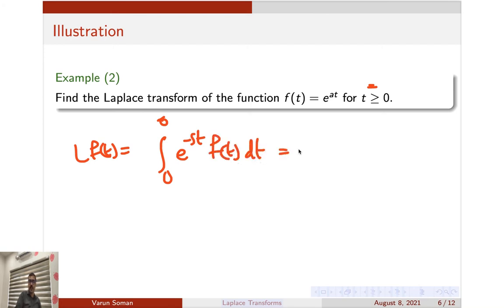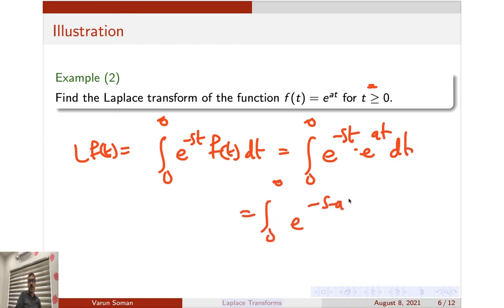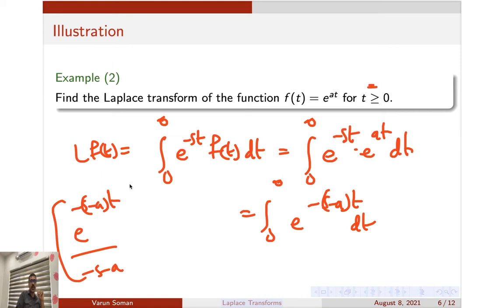Straightforward definition. It is the integral from 0 to infinity of e raised to minus st into e raised to at dt, or you can write it as the integral from 0 to infinity of e raised to minus s minus a into t dt, because a raised to m times a raised to n is a raised to m plus n. Using that concept, it is simply e raised to minus s minus a t dt here. So when you integrate, what will you get? You will get e raised to minus s minus a t by minus s minus a in the limits 0 to infinity.